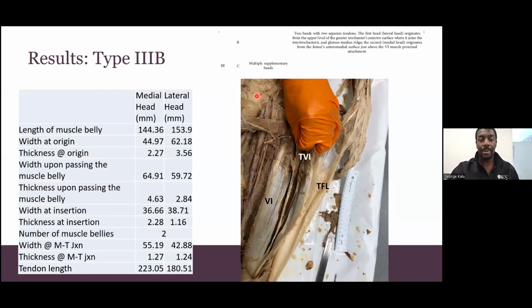This next one was the type 3B, and again, I was only able to find one of these. But this is where we have two heads with two separate tendons. And so here we have vastus intermedius, vastus lateralis we can't see here, but here is our TVI. So here's one TVI with a single tendon, and here's a separate head with a single tendon across this side here.